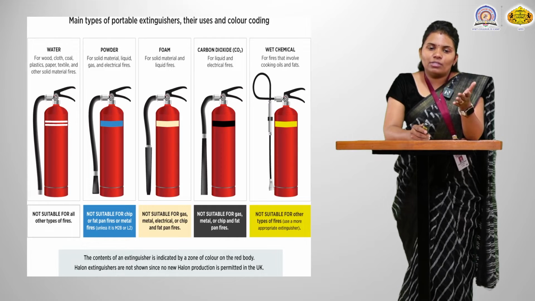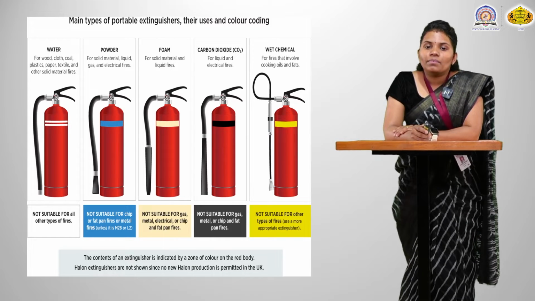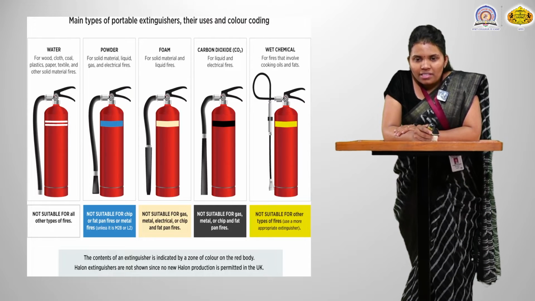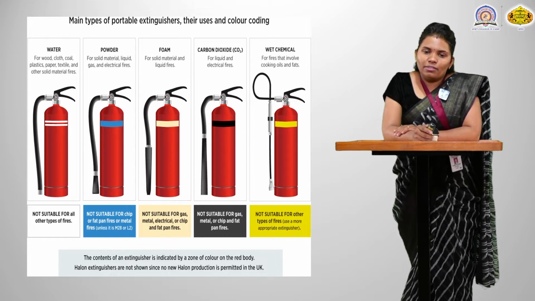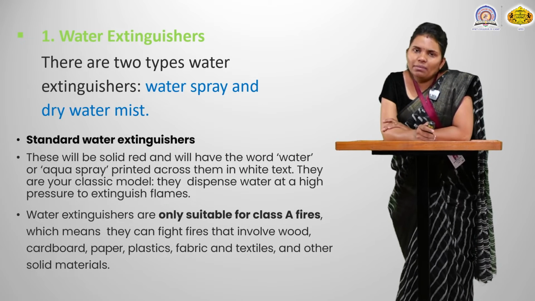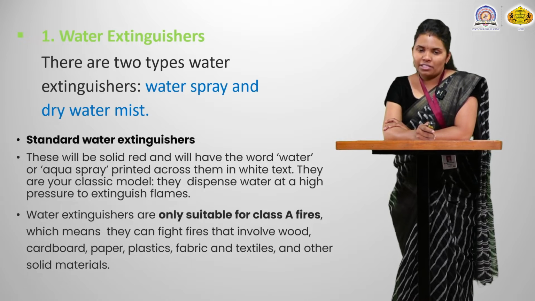The powder is not suitable for fat, pan fires or metal fires. Again the foam base is not suitable for gas, metal, electrical or fat pan fires. Carbon dioxide is not suitable for gas, metal or fat pan fires. Wet chemical is not suitable for other types of fire. So, in depth we are going to see the water extinguisher.